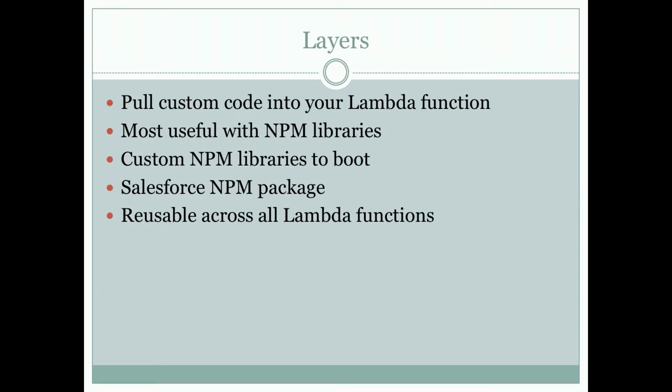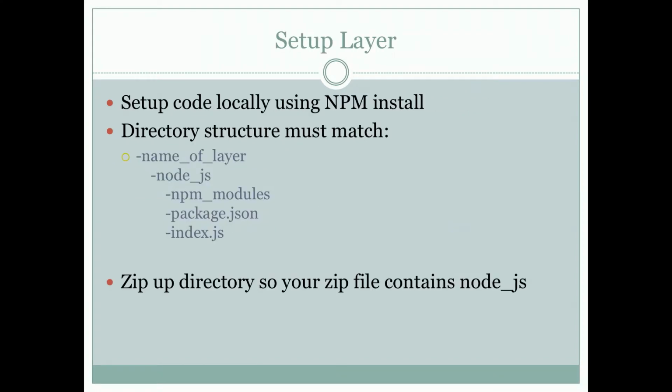So basically, what you do is you set up your code locally. Npm install. This caveat got me big time. I spent like 3 hours trying to figure out why they weren't working originally. It has to be in this format here: the name of the layer. And then inside that is the name of a folder called node.js, nodejs, and then your code. So if I have NPM modules, I have package JSON, index, that kind of thing.